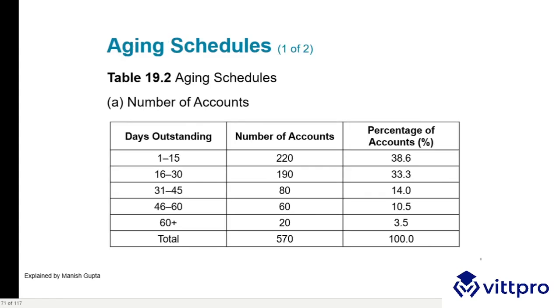So here is an example of an aging schedule, like 0 to 15 days. How many accounts, what percentage of accounts are pending, and in a similar way you can do it in terms of the dollar value. How much money is lying up to 15 days, up to 30 days, up to 45 days, up to 60 days, or more than 60 days. So how many times will you send a reminder, and if they are still not paying, what are you going to do legally, or by selling it to someone else. So there is another way to do it, which is to sell to somebody else.